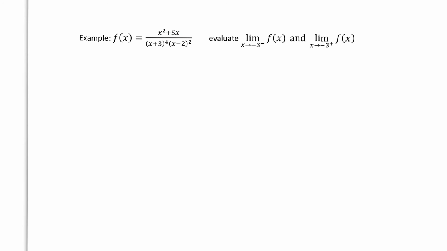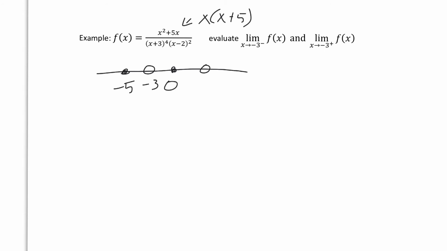We can go ahead and draw that sign diagram. Now, of course, we have to fully factor, so this we should write as x times x plus 5. And so when we draw our sign diagram, we're going to have x equaling 0 from that x, and x equal to negative 5. Those are both zeros. We draw them as filled-in dots. Then we're going to have negative 3 and 2, and those are both even.